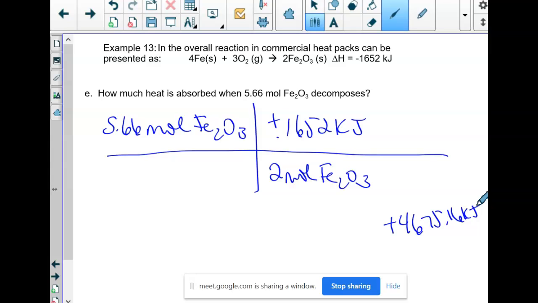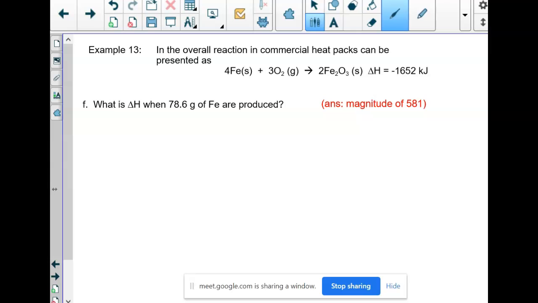Okay, you try F for me. When you get a moment, you're going to try to get the answer that's on the screen for F. Check your answer when you get it.